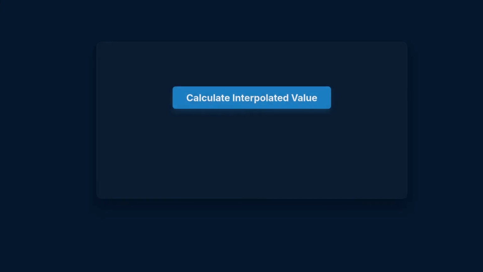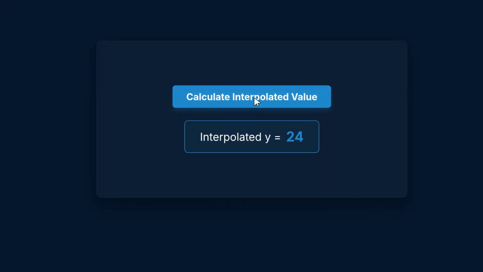After clicking Calculate Interpolated Value, the calculator uses linear interpolation to determine the y value at our target x position. The result represents the proportional value that lies on the straight line connecting our two known points. This method assumes a linear relationship between the points, making it ideal for engineering applications where data changes at a constant rate.